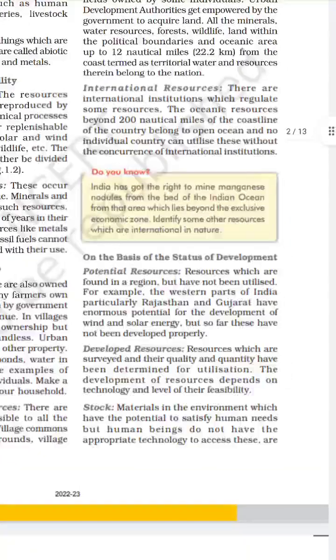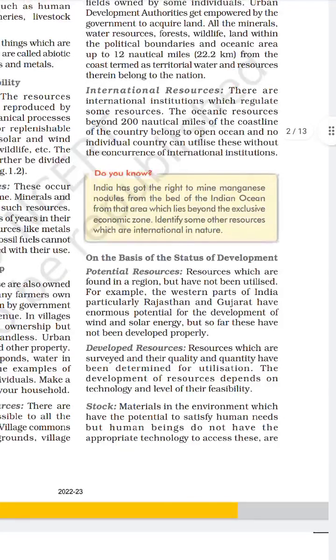Do you know? India has got the right to mine manganese nodules from the bed of the Indian Ocean, from that area which lies beyond the exclusive economic zone. Identify some other resources which are international in nature.